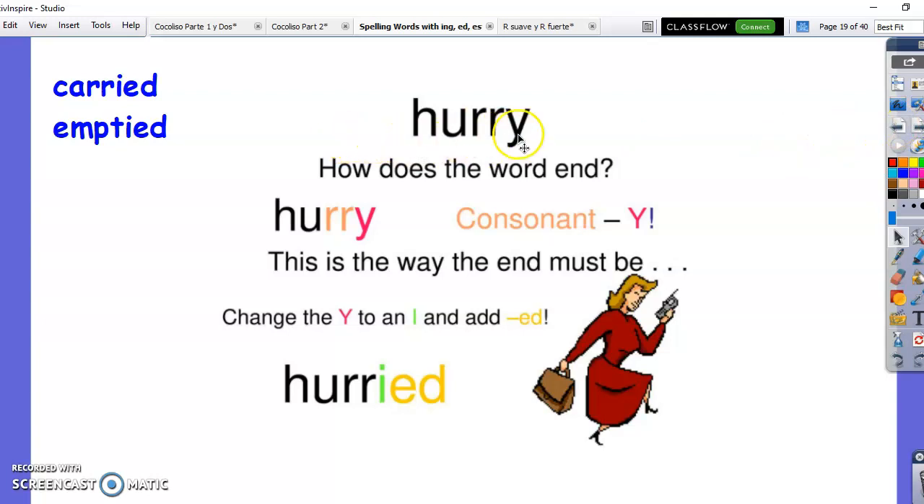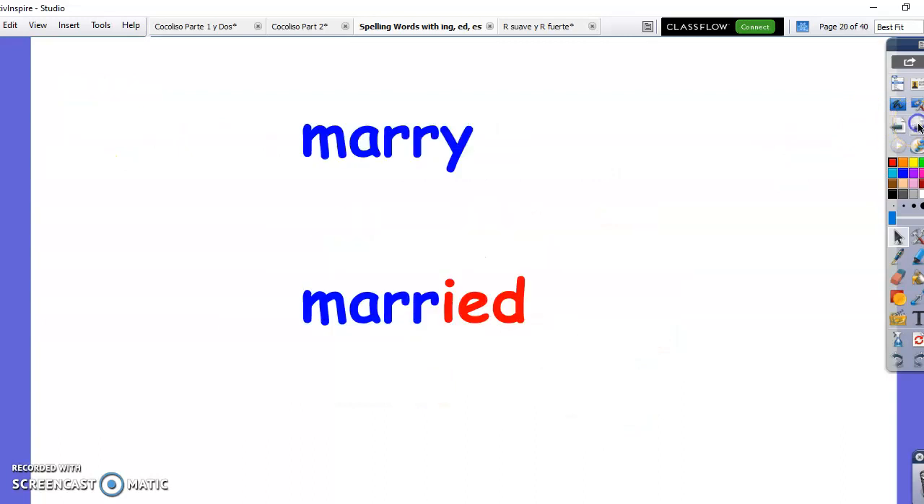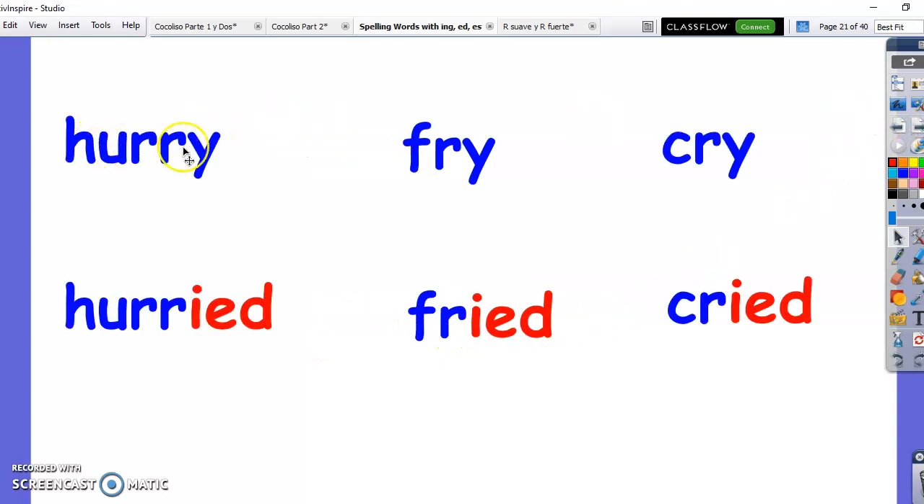And again, when I have a Y on the end, I have to drop the Y and add IED for these words, carried and emptied. So here the base word is marry. To turn that into past tense, I would drop the Y, add IED. So this is the correct spelling for married. Hurry becomes hurried. Again, drop the Y, add IED. Fry, again, drop the Y, add IED, becomes fried. And cry, drop the Y, add IED, becomes cried.